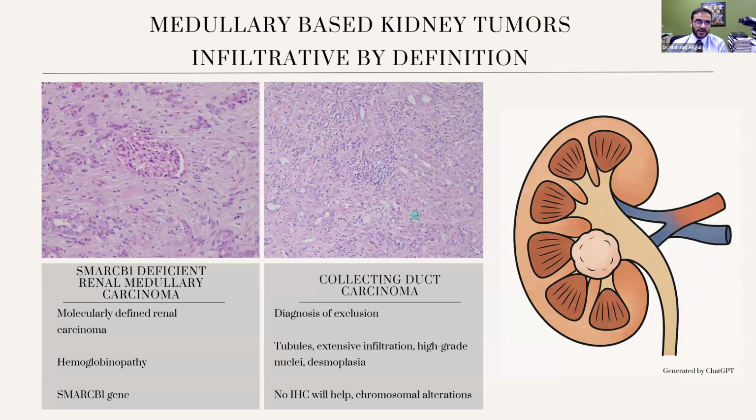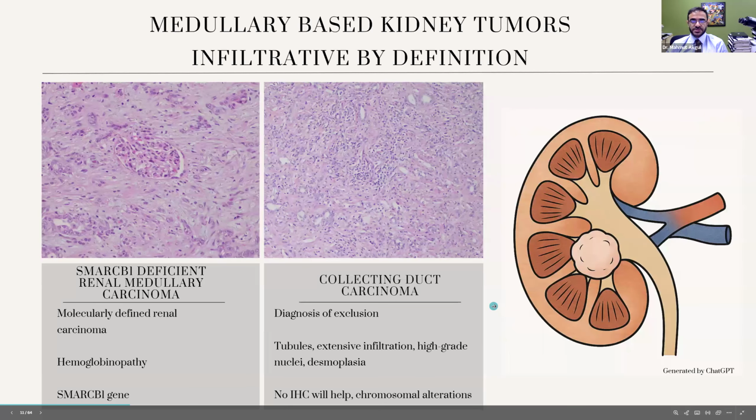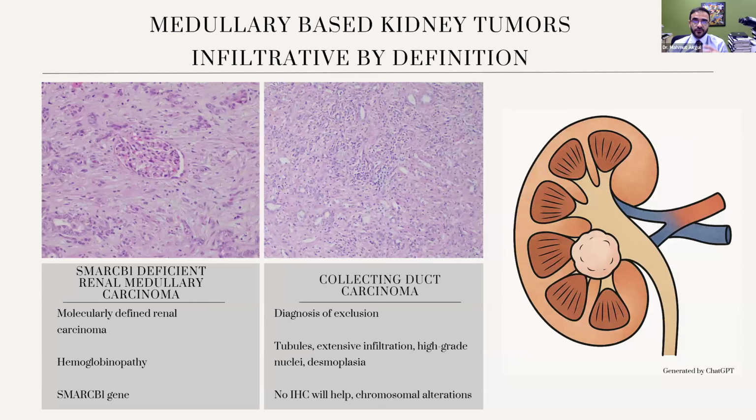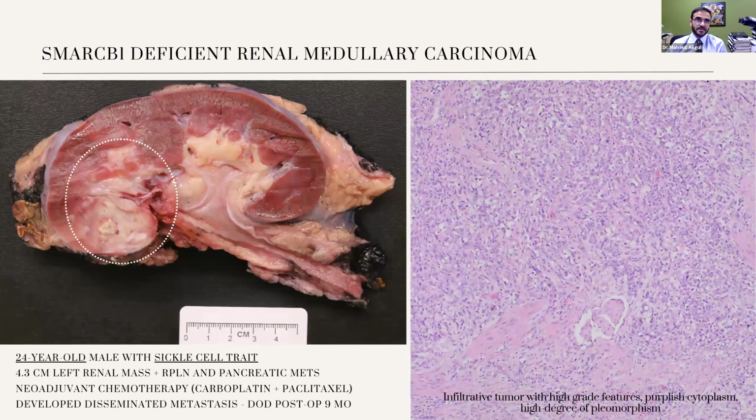Whereas collecting duct carcinoma, again, is a diagnosis of exclusion. You need to exclude everything we are going to talk about today. These tumors essentially form tubules, and they have extensive infiltration. They virtually always have high-grade nuclei and desmoplasia. And these morphologic features are actually the diagnostic criteria for collecting duct carcinoma. You need to have tubule formation, extensive infiltration, high-grade nuclei, and desmoplasia. Immunohistochemical assays will not help, but there are some clues in the chromosomal alterations that may lead us in the right direction. Let's start with an example.